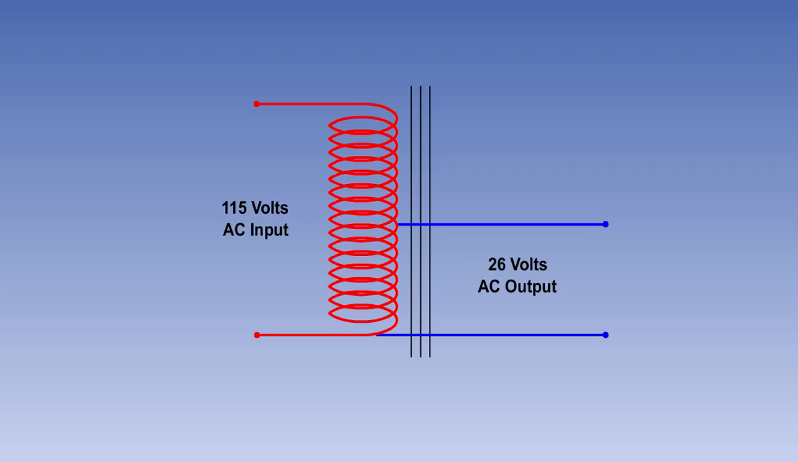Where AC is required for the operation of instruments on the aircraft, autotransformers can be used to either step down or step up the source supply to the required voltage. The supply usually required for instruments is 26 volts AC.